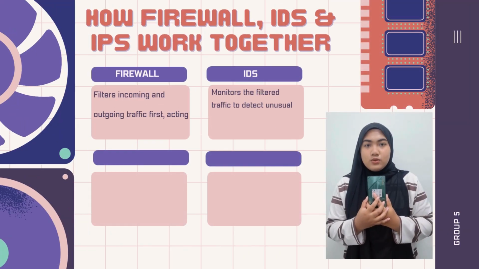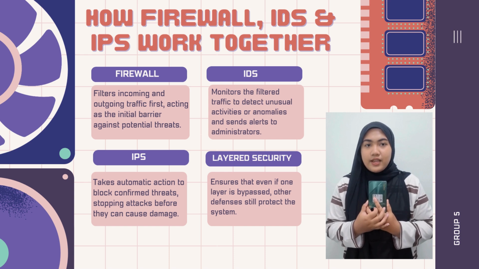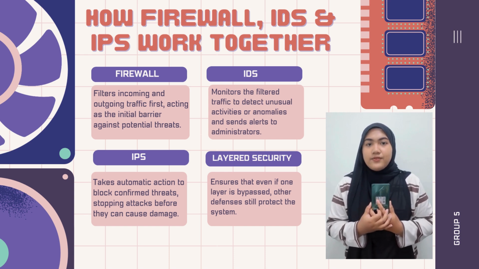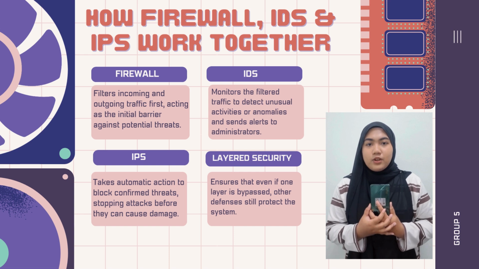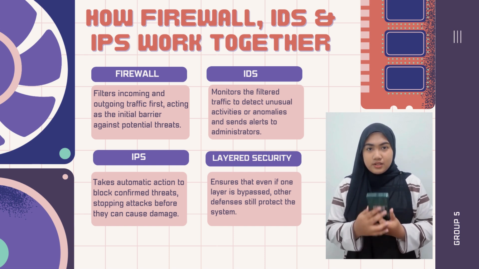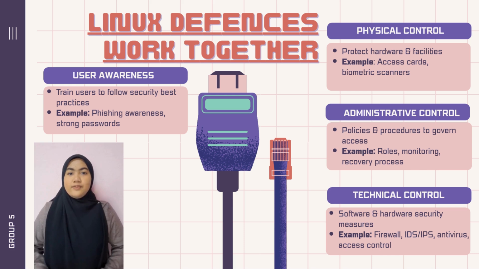These security tools work together to protect the network. The firewall filters incoming and outgoing traffic first and blocks obvious threats. IDS then monitors the traffic and alerts the administrator. If any suspicious activity is detected, IPS takes action by blocking confirmed threats in real time. This approach helps protect the system even if one security layer fails. Defense in depth means using multiple layers of security to protect a system. If one layer fails, another layer can still stop the attack. This helps reduce security risk.